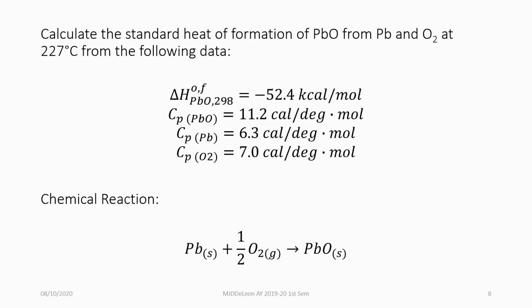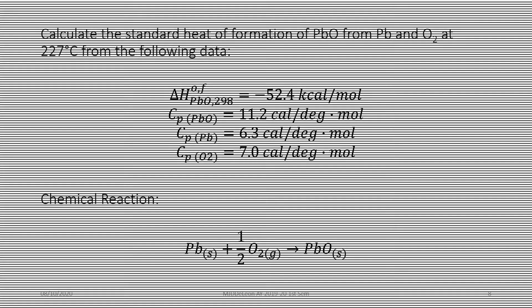To show how we can apply the thermodynamic loop, let's try an example. So let's calculate the standard heat of formation of lead oxide from lead solid and oxygen gas at 227 degrees Celsius from the following data. The chemical reaction is just the combination of lead solid and oxygen gas to form your lead oxide solid.